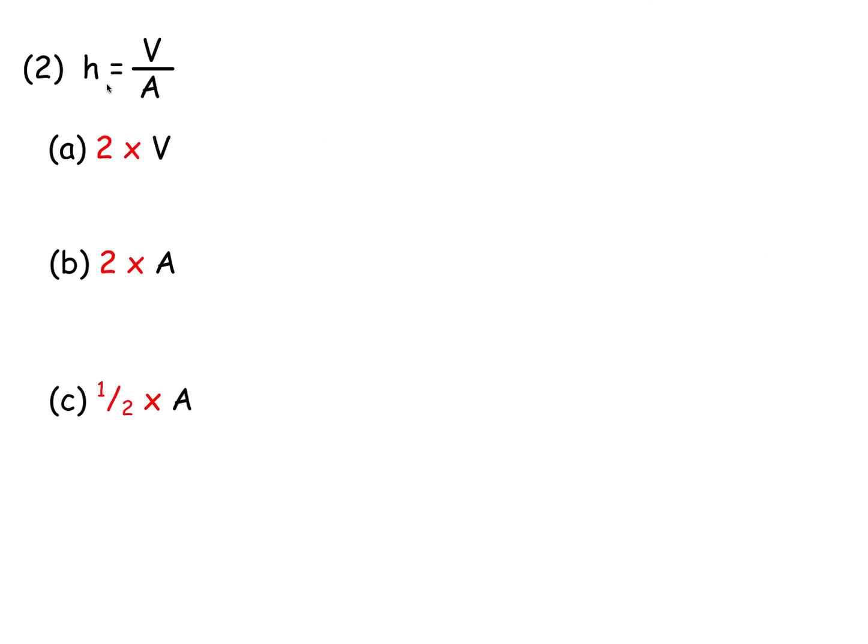This is the prism turned around. For the height, it's the volume of the prism divided by the area of the cross section. So if I doubled V, I replace V by 2V, that's twice V over A. In other words, H was V over A, it's just doubled.